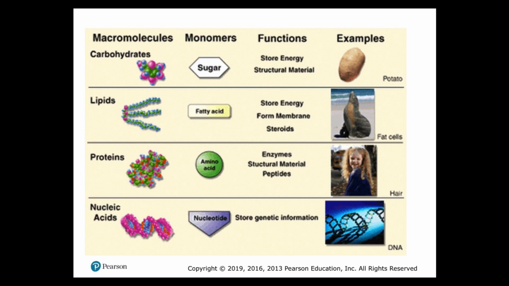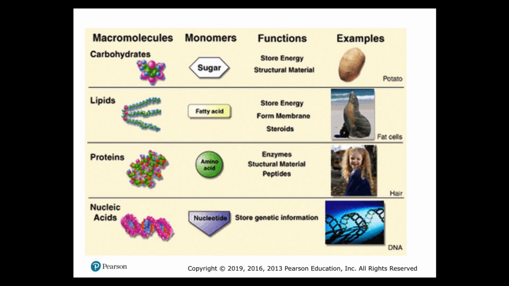In this figure, let's look at the 4 groups of macromolecules or organic molecules. So carbohydrates, those are large molecules, and they're made up of subunits or monomers called sugar. And the functions are they store energy and they can act as a structural material. Examples are the starch found in potatoes or the glycogen that is stored in the liver.